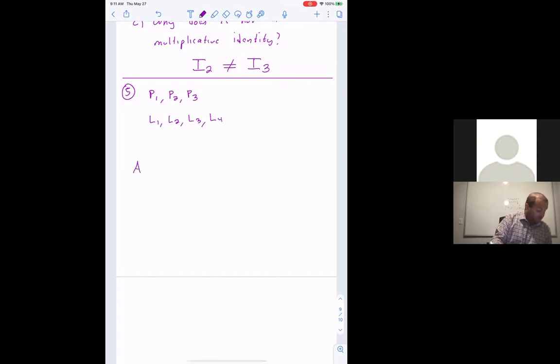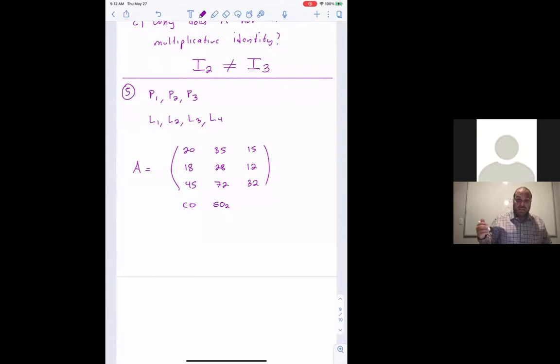Matrix A, which they give below, let me first write it out. It's a 3 by 3 matrix: 20, 35, 15, 18, 28, 12, 45, 72, 32. Matrix A gives the daily amount in kilograms of carbon monoxide, sulfur dioxide, and nitric oxide produced during the manufacturing process of each product.